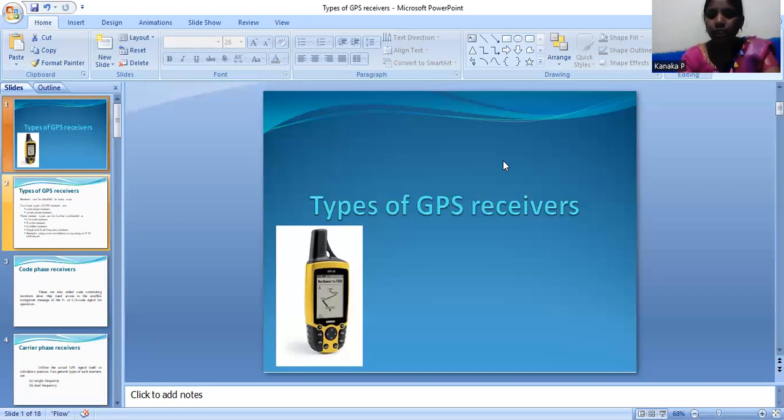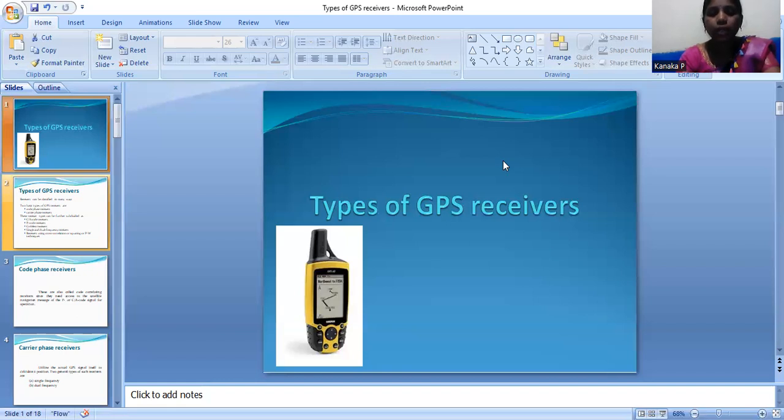Monitoring stations make measurements using two L-band frequencies: first L1, second L2. L1 is 1575.42 MHz, about 19 centimeter wavelength, in C/A and P code. L2 is 1227.6 megahertz, about 24 centimeter wavelength, in P code. So this is the monitoring system. The third one is the ground antenna. Ground antennas monitor and track the satellites from horizon to horizon. They also transmit correction information to individual satellites.